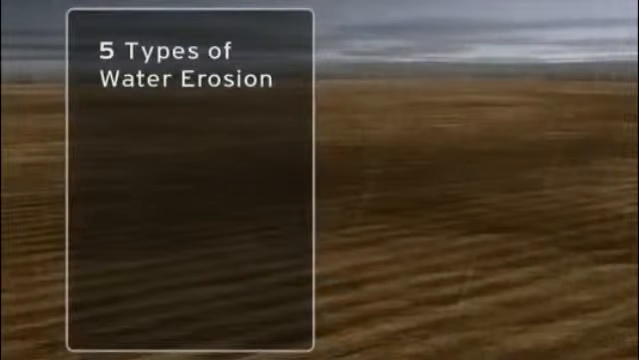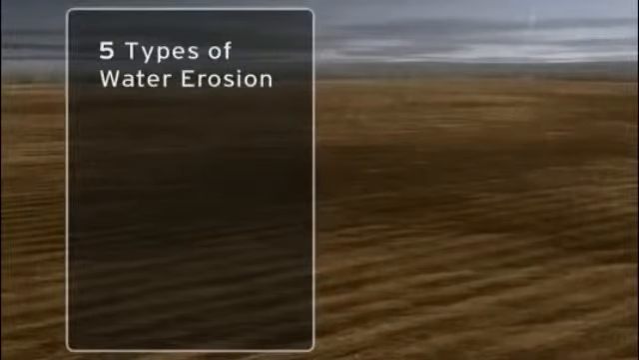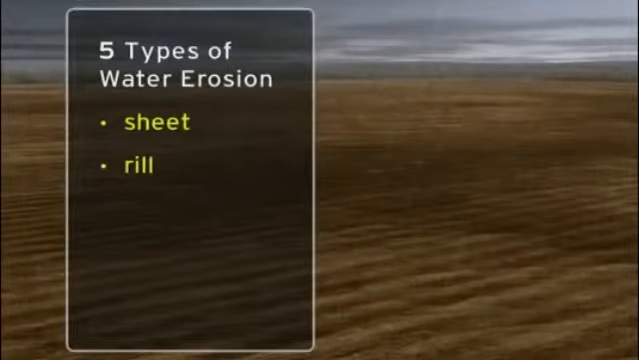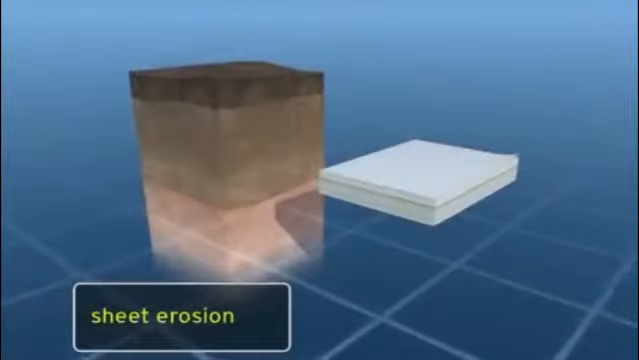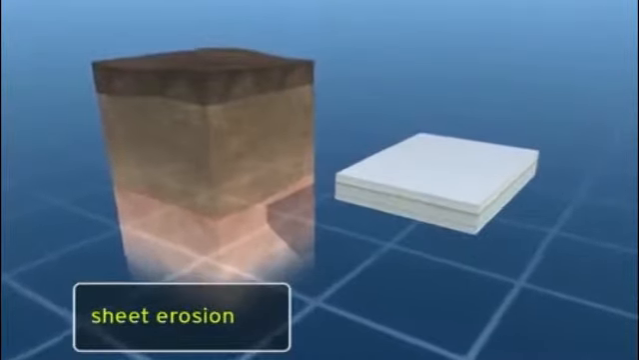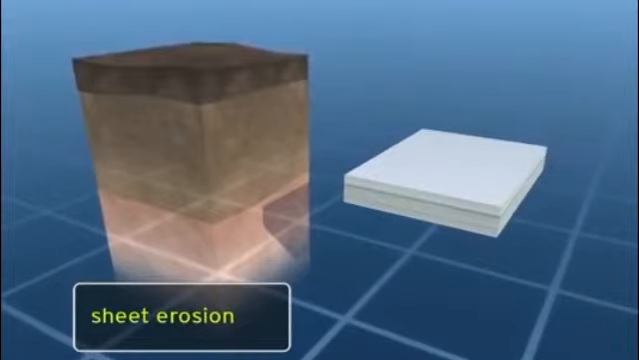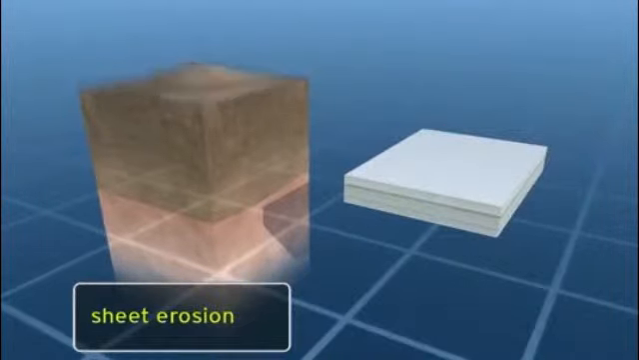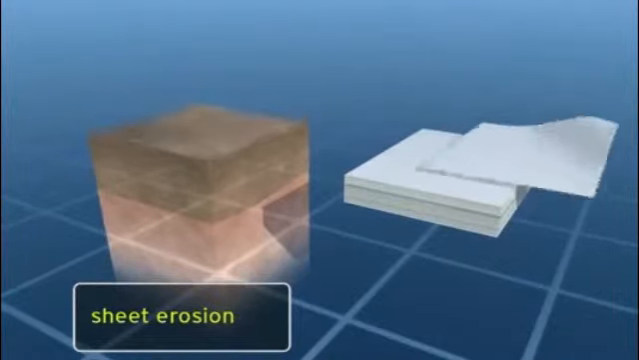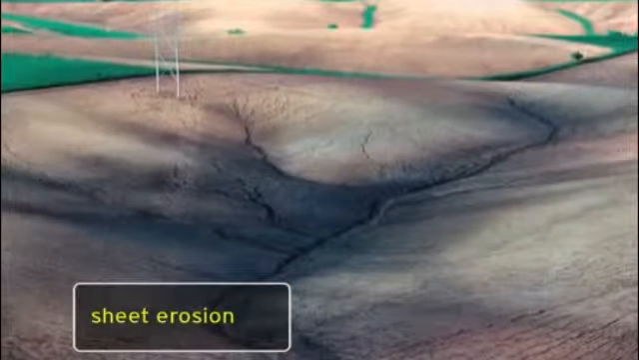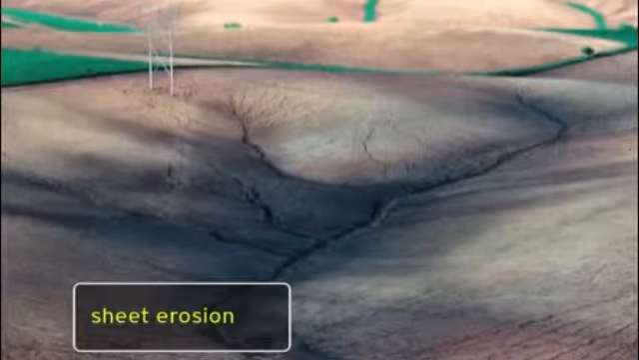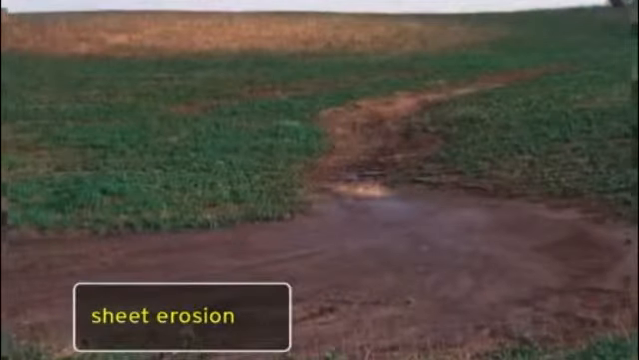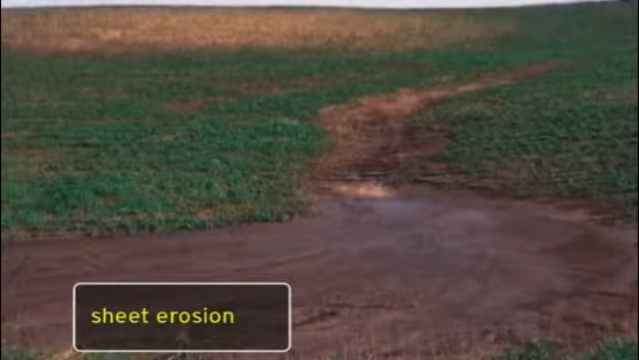Water erosion can be classified in 5 different types: sheet, rill, ephemeral, gully, and stream bank. Sheet erosion is a subtle type of erosion that can be very damaging over time. It involves the loss of thin, uniform layers of topsoil over the entire field. Soil loss can go almost unnoticed until many years have passed and the subsoil is exposed. By the time you notice the loss, the damage is already done.